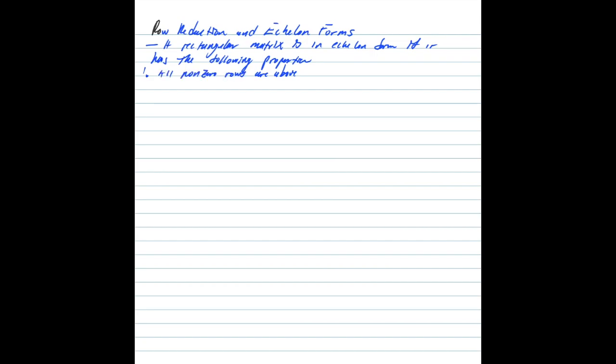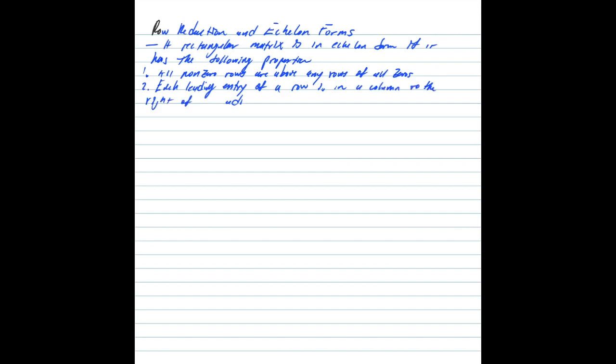So both reduced echelon form and echelon form are going to make our job a little bit easier when we're looking at the solution set for a system of linear equations. And we can expand on what we already know about putting matrices in different forms. So before we've been putting them in triangular form.